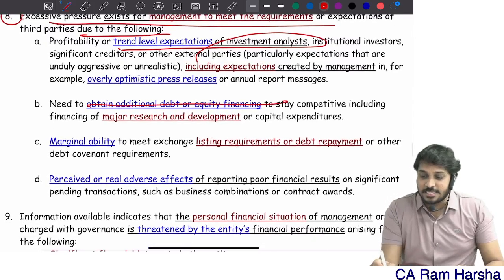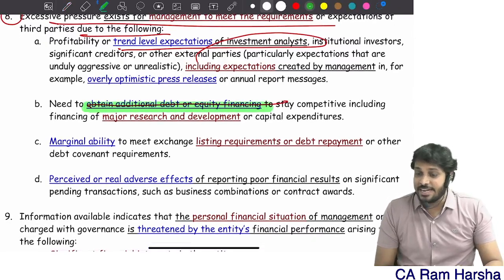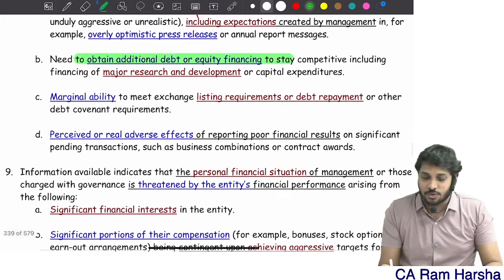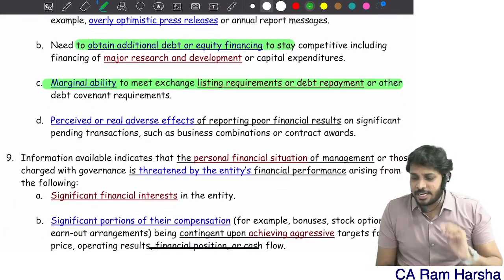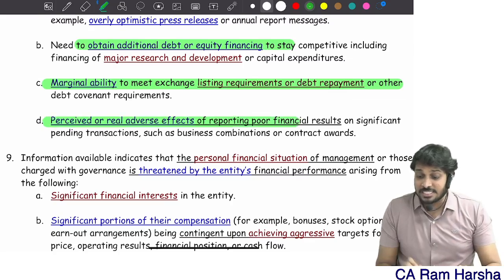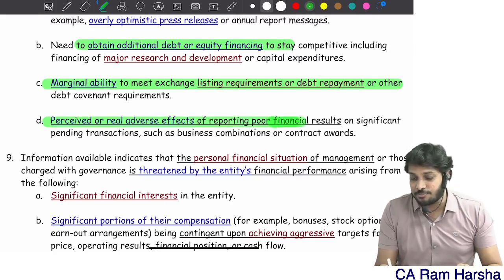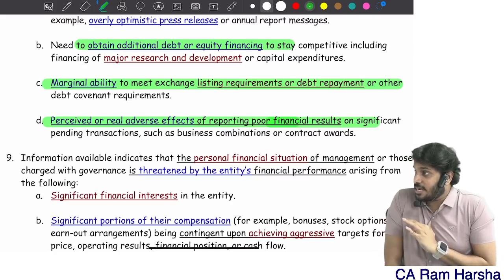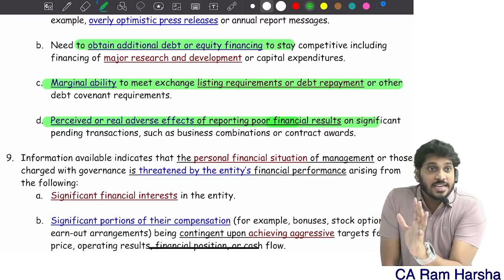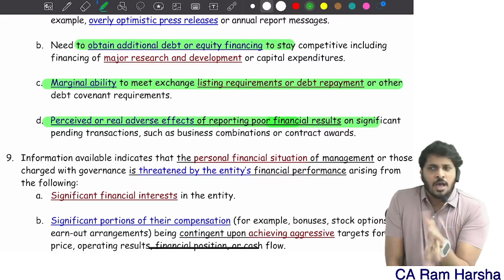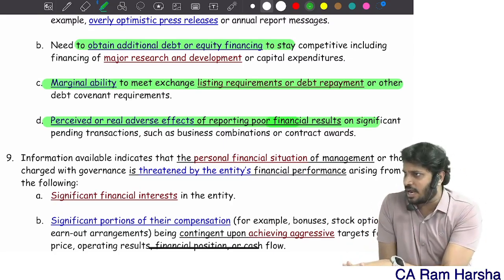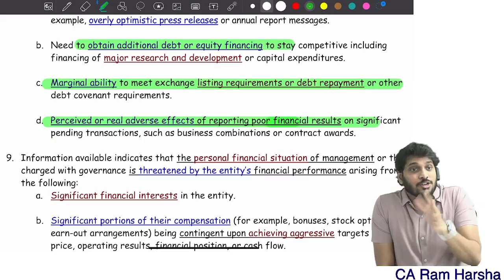Additional debt or financing requirement, companies having some additional finance requirement. Marginal ability to meet listing requirements, perceived or real adverse effect of poor financial results. They may be feeling poor financial results may bring a negative effect on the company. They may perceive it like that, or really the company's financial position is bad. So in all these cases, they try to do fraud.